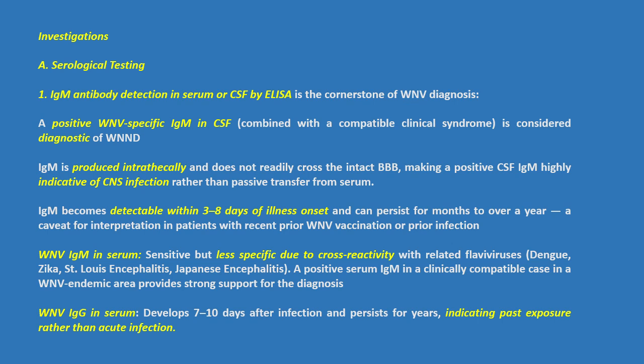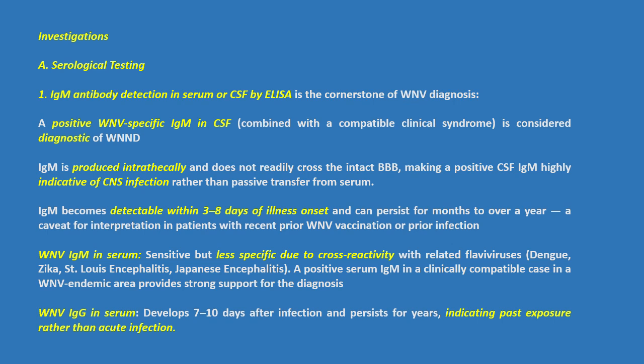IgM becomes detectable within 3 to 8 days of illness onset and can persist for months to over a year. West Nile virus IgM in serum. It is sensitive but less specific due to cross-reactivity with related flaviviruses such as dengue, Zika, St. Louis, and Japanese encephalitis. A positive serum IgM in a clinically compatible case provides strong support for the diagnosis.